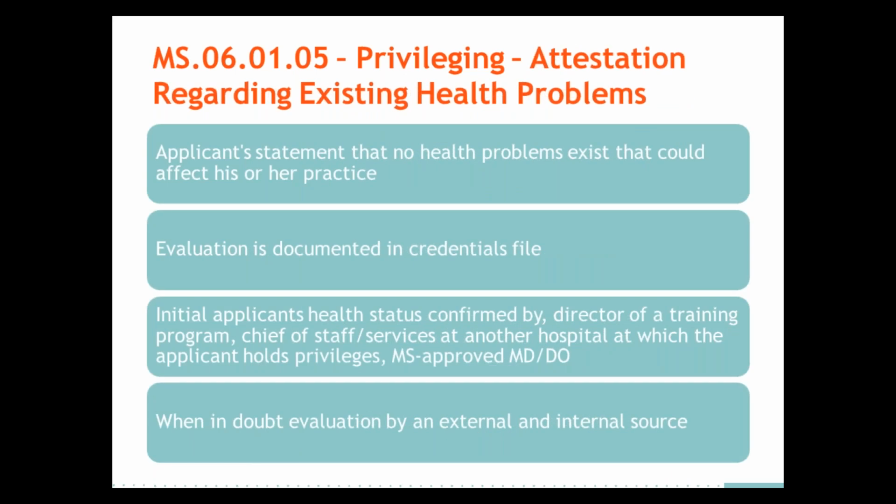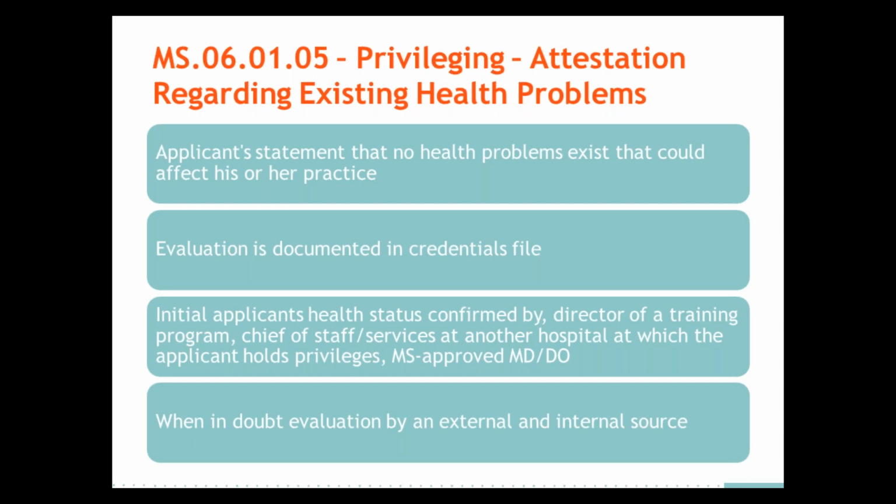Then the attestation about health problems, health issues, they only have to be specific to how they would affect someone's practice, and that evaluation needs to be documented in the credentials file. Typically, we have it, like I said, in a statement on a credentialing application. But for initial applicants, that health status has to be confirmed, and it can be done by a number of ways. If somebody is coming through you right out of a training program, the director of that training program can be the one that provides that documentation of health status.